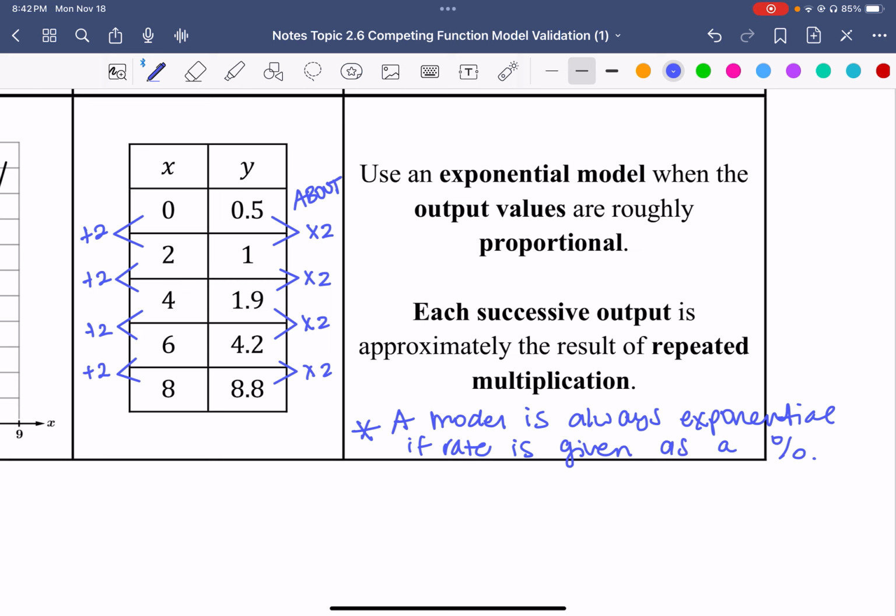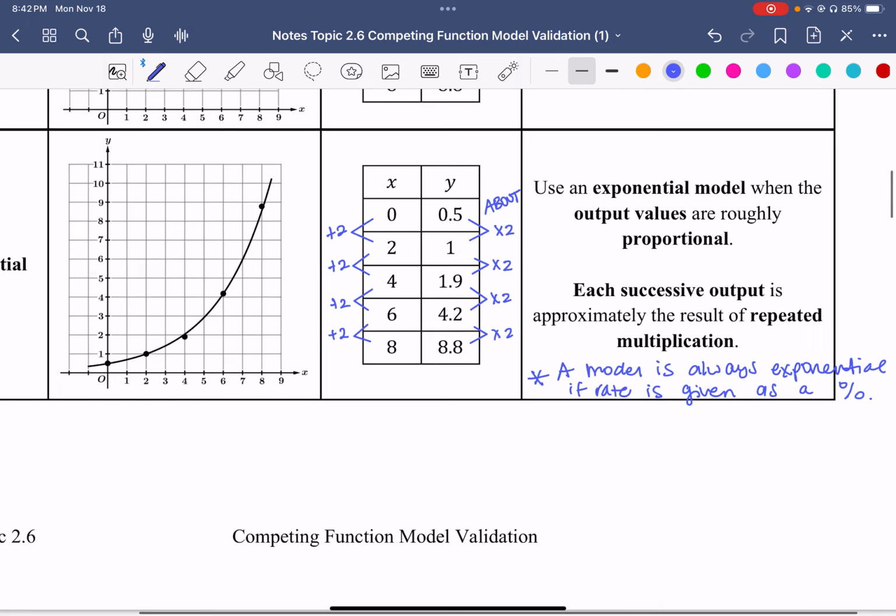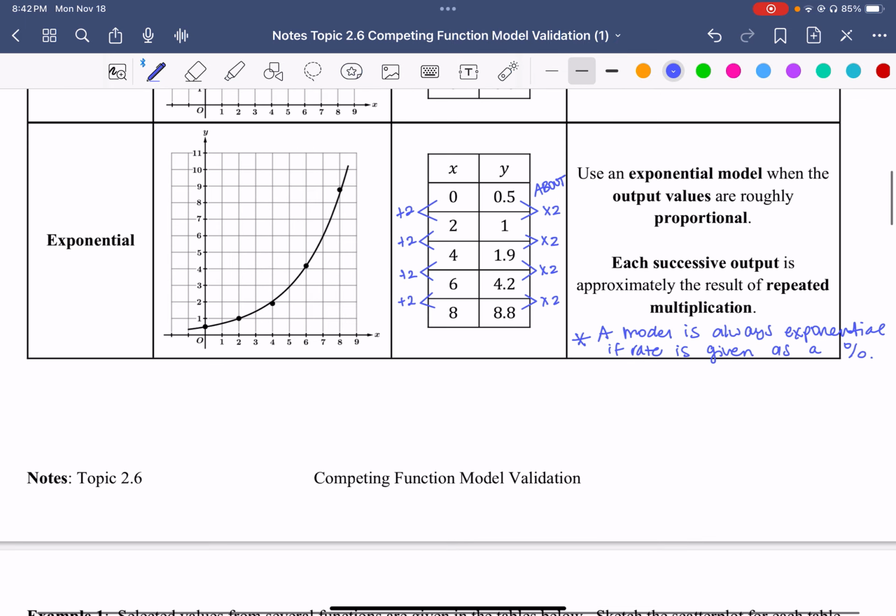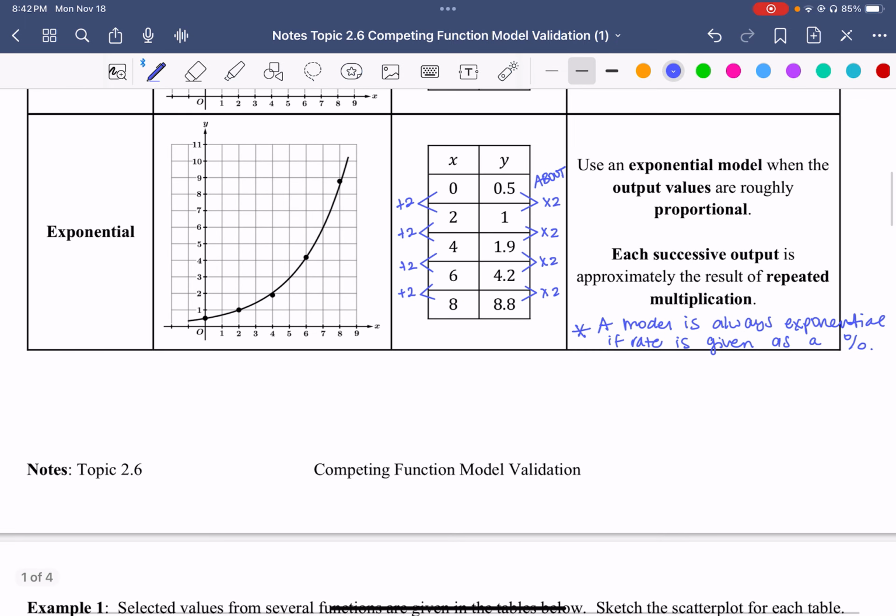Okay, so a lot of the times they'll say, I opened a savings account and the rate is increasing 10% every month. That's ridiculous. That wouldn't happen in real life. I wish it would, but it might be like 0.1%. But if it says something about a percentage, then it's automatically exponential.